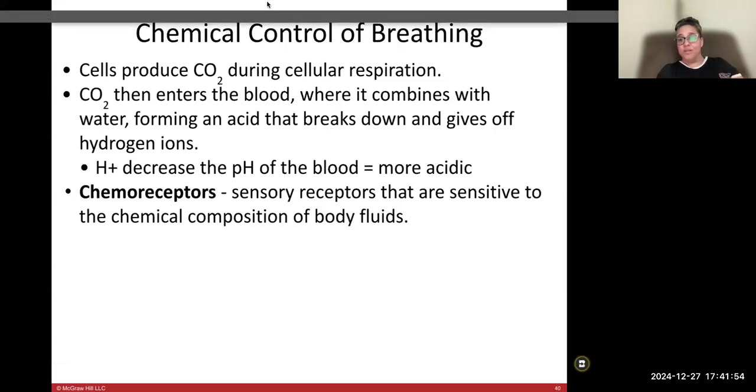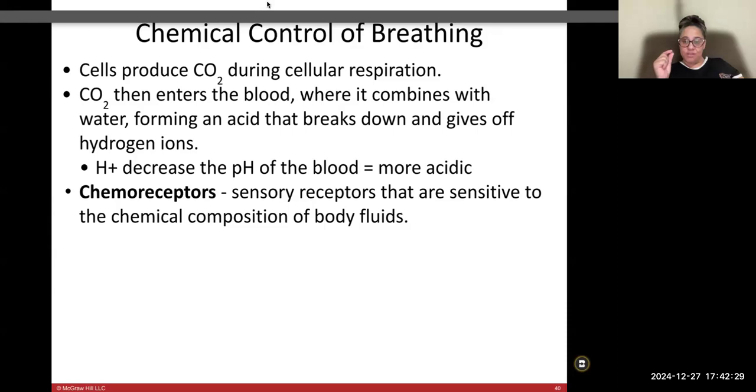Chemical control of breathing. Cells produce carbon dioxide during cellular respiration. Carbon dioxide then enters the blood where it combines with water, forming an acid that breaks down and gives off hydrogen ions. If you remember when we talked about it in chapter 2 or 3, the more hydrogen ions there are in something, the lower the pH, in this case of our blood, which means it makes our blood more acidic. Chemoreceptors are sensory receptors that are sensitive to the chemical composition of body fluids.